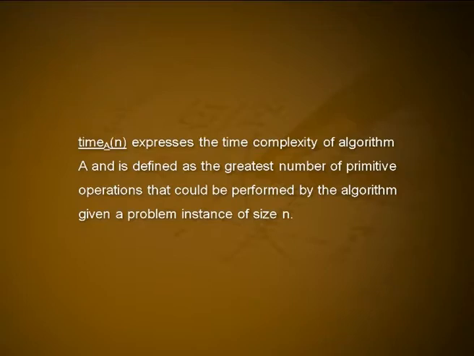Time A of n expresses the time complexity of algorithm A and is defined as the greatest number of primitive operations that could be performed by the algorithm given a problem instance of size n. We are usually more interested in the rate of growth of time A than in the actual number of operations in the algorithm. Thus, to determine whether it is practical or feasible to implement A, we require a not too large upper bound for time A of n. Time complexity of algorithms is expressed using the big O notation.